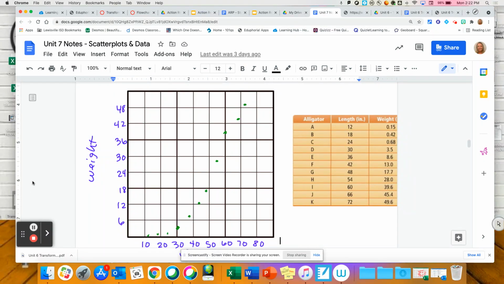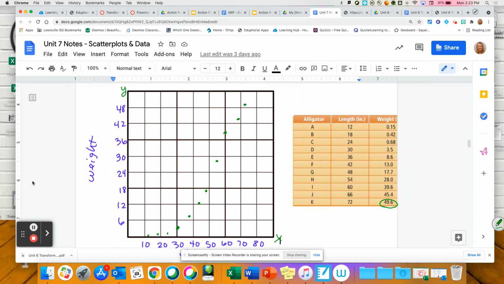So in your notes, you should have labeled your x-axis as your length, and I labeled mine by 10, so 10, 20, 30, 40, 50, 60, and so on. And then you should have labeled your y-axis as your weight in pounds. I chose to use 6 as my interval, so 6 and then 12 and then 18, because 5 just wasn't enough to get up to the highest weight of just above 50 without going one above. So I chose to go ahead and use 6.